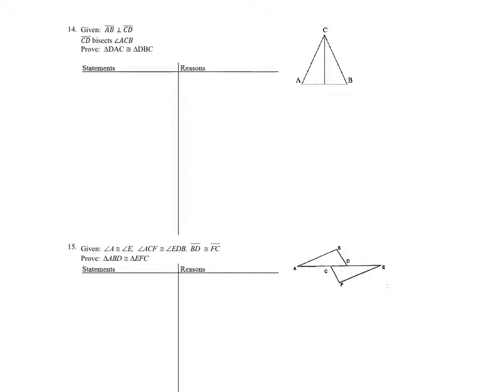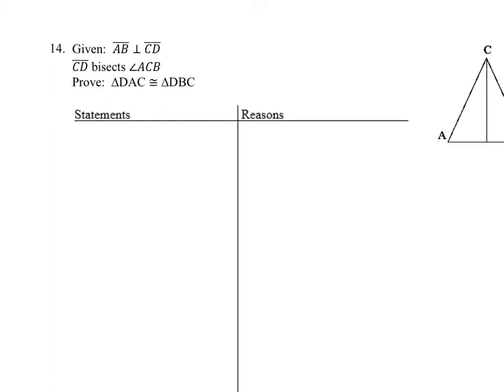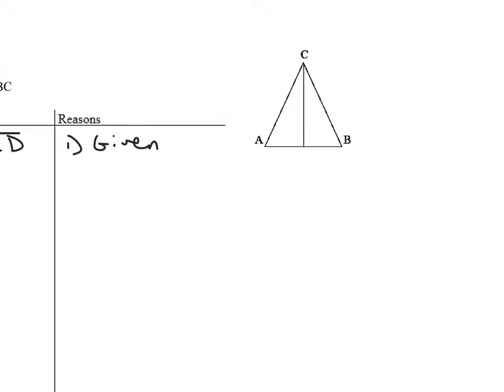And our journey continues at page 7, where we have the given statement: AB is perpendicular to CD. Jot that down as a given. So let's see what that means.